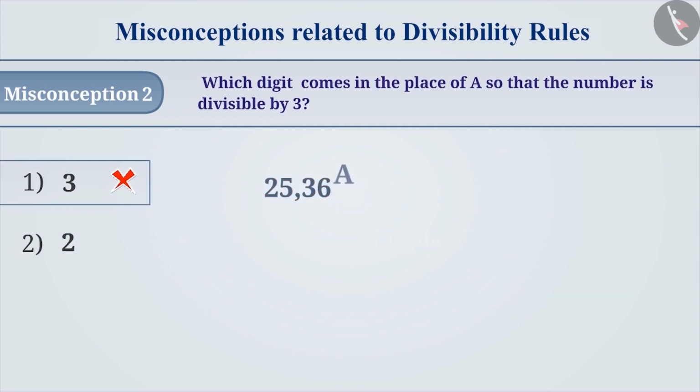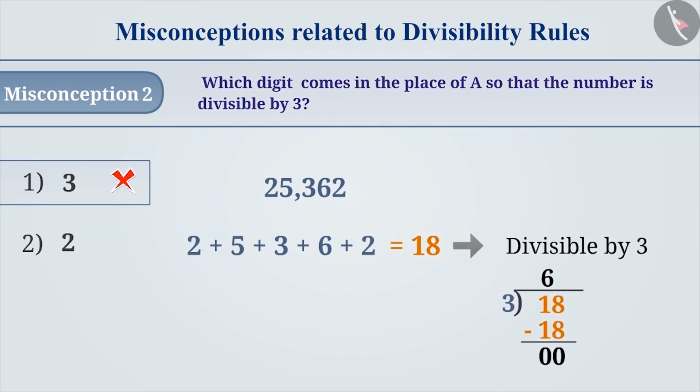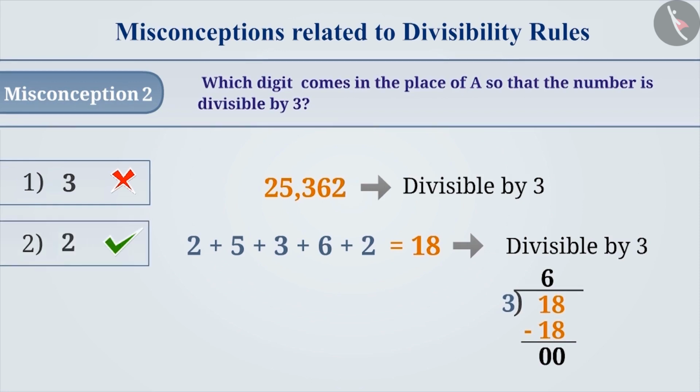Now, we will write 2 in the place of A and find out the sum of the digits. The sum will be 18. Since 18 is divisible by 3, 25,362 is also divisible by 3. That means we have to replace A with 2. So, option 2 is the right answer.